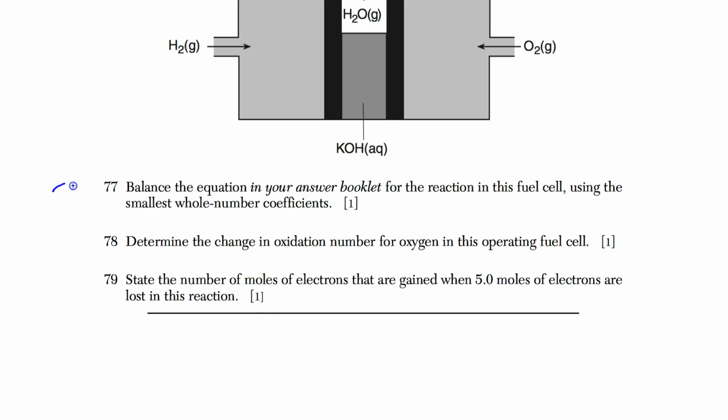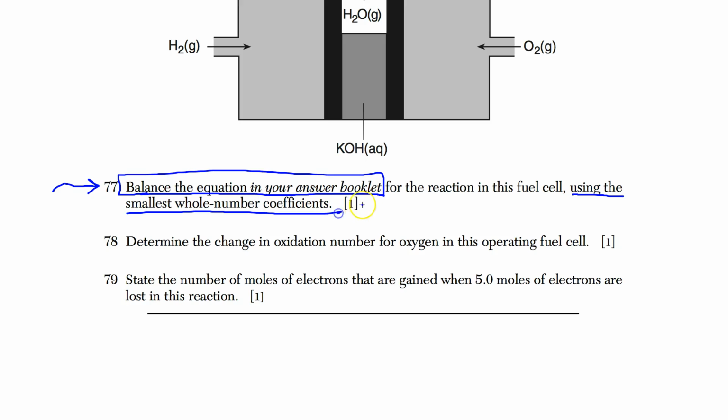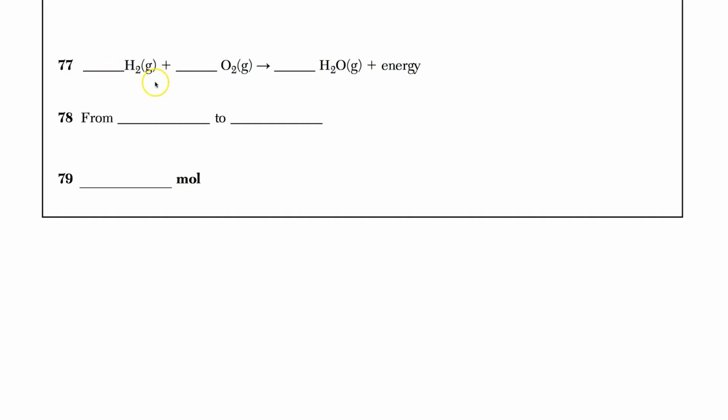So number 77. What do they want you to do? It's kind of scary, because I have this information here that I know nothing about. Balance the equation in your answer booklet. What? That's all they want. Some people leave this stuff blank because they don't know what to do. They just want you to balance the equation. And of course, listen carefully: using the smallest whole number coefficients. So let's go to the booklet and just balance an equation, a skill that pops up in Part 2 a lot.